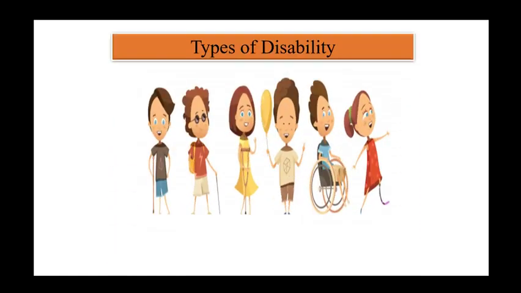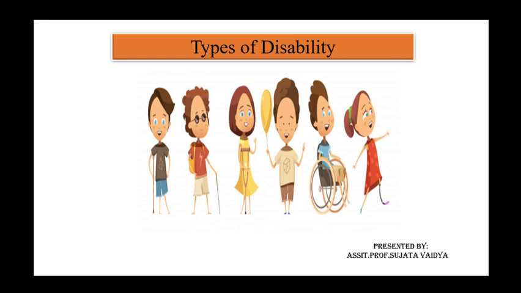Hello friends, in our previous video we have seen the concept of inclusive education. The inclusive education system involves normal students with different social, economic, and cultural backgrounds, and special needs students, that means students with different disabilities. So there are different types of disabilities. Let us understand which are the different types of disabilities through this video.